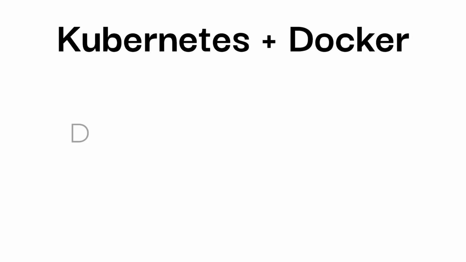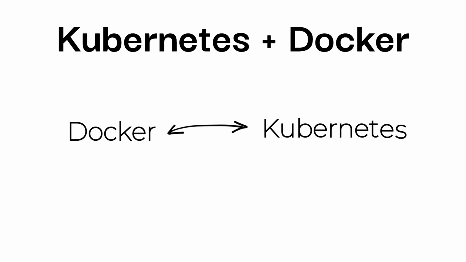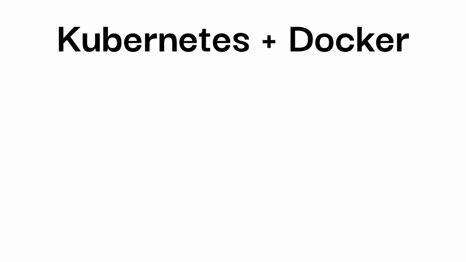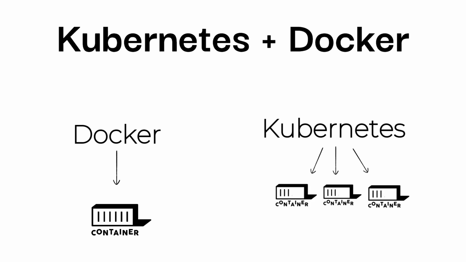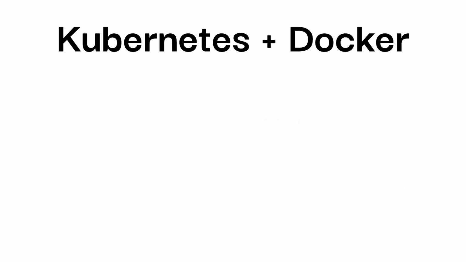Here's the fun part, Docker and Kubernetes aren't competitors. They're partners in crime. Exactly. Docker takes care of creating the containers, but Kubernetes manages them at scale. It automates tasks like load balancing, scaling based on demand, and even restarting containers if they fail. So while Docker is the engine that builds and runs your containers, Kubernetes is the mechanic, making sure everything stays in top shape.